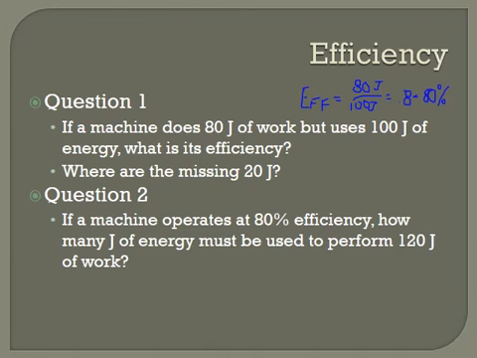Now in question 2, it says, okay, we've got an 80% efficient machine. How many joules of energy must be used to perform 120 joules of work? So notice that we have the efficiency already. We know its efficiency is 0.8. And we know that the energy out is 120 joules.